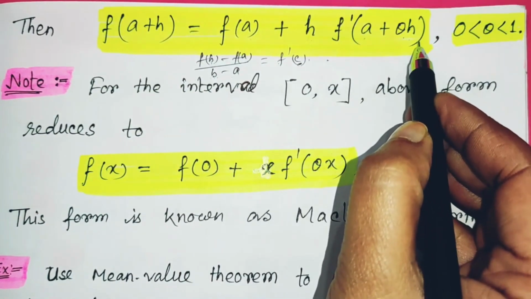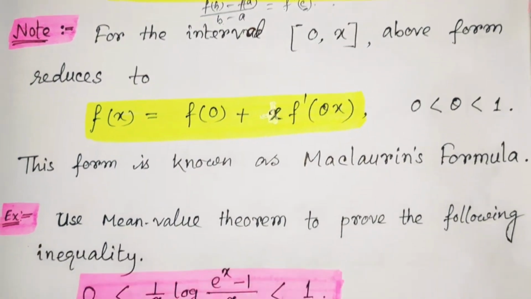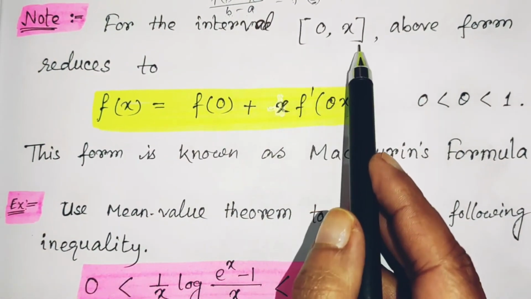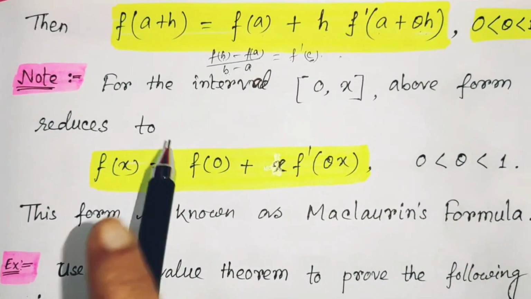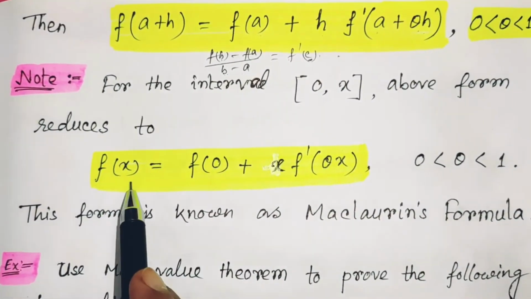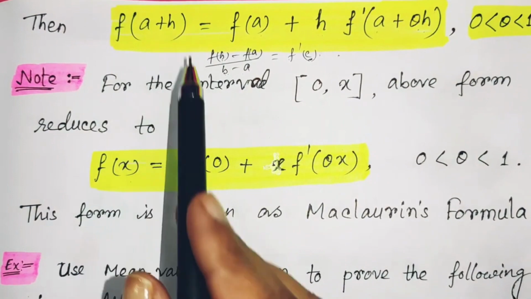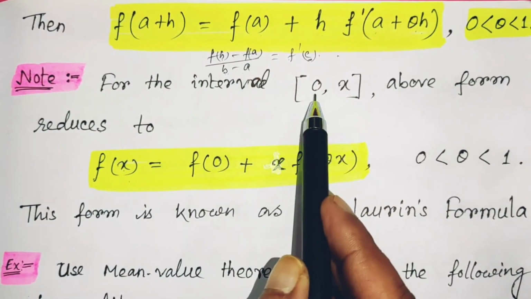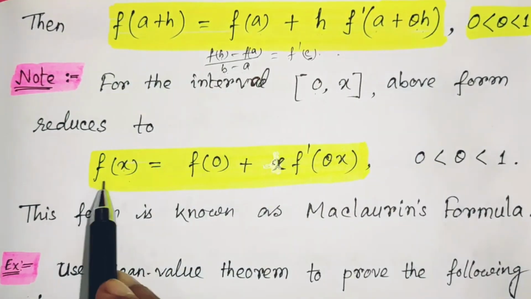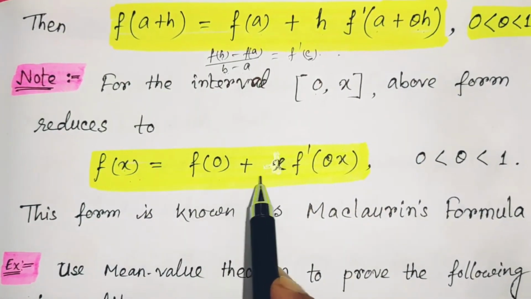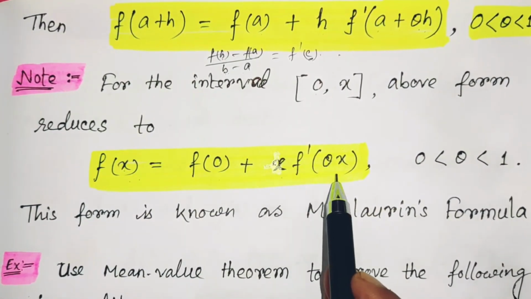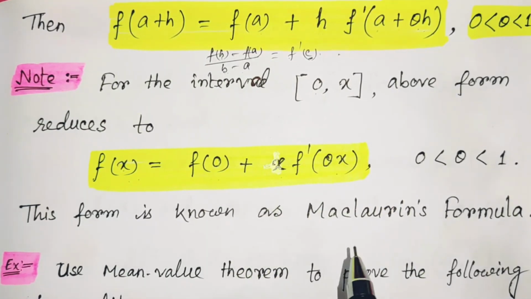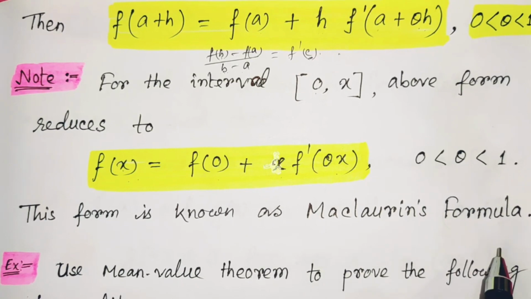a plus theta h. Now, instead of the interval, if we again change the interval to 0 comma x, then the above form we will find as f of x. Instead of a plus h, we should substitute x, and instead of a, we should substitute 0. So this becomes f of x is equal to f of 0 plus x into f dash theta x. This particular form is known as Maclaurin's formula.